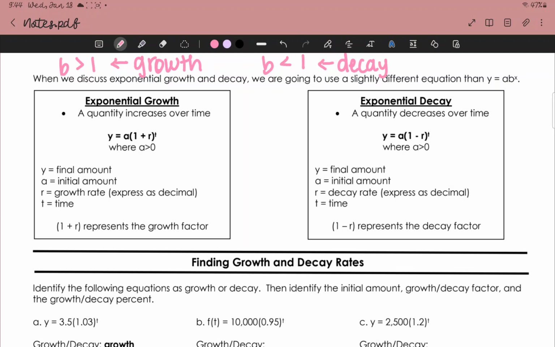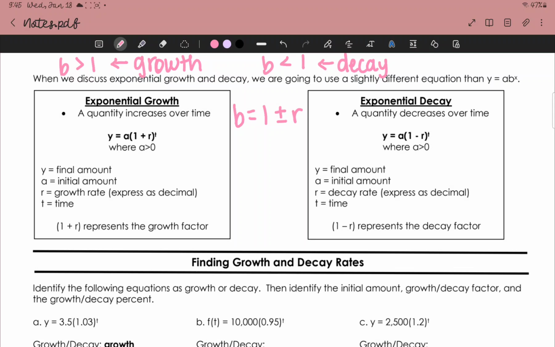Okay, so again, you have that here. So b is no longer here anymore for growth and decay. B has now become 1 plus or minus r. It's going to be plus if it's growth and minus if it's decay, where of course a is going to be bigger than 0, so it's not going to be a negative. The reason is that it's going to be negative when you don't have an exponential function. It's just going to be a basic function.